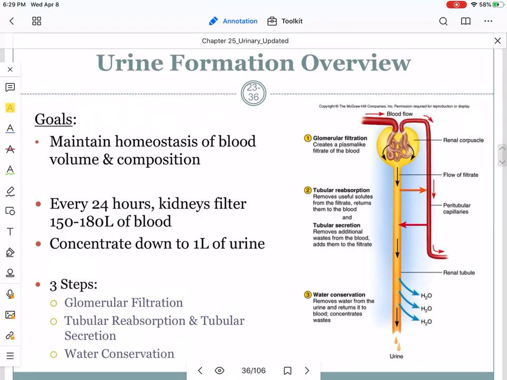Okay, so we're going to break down urine formation into 3 steps.